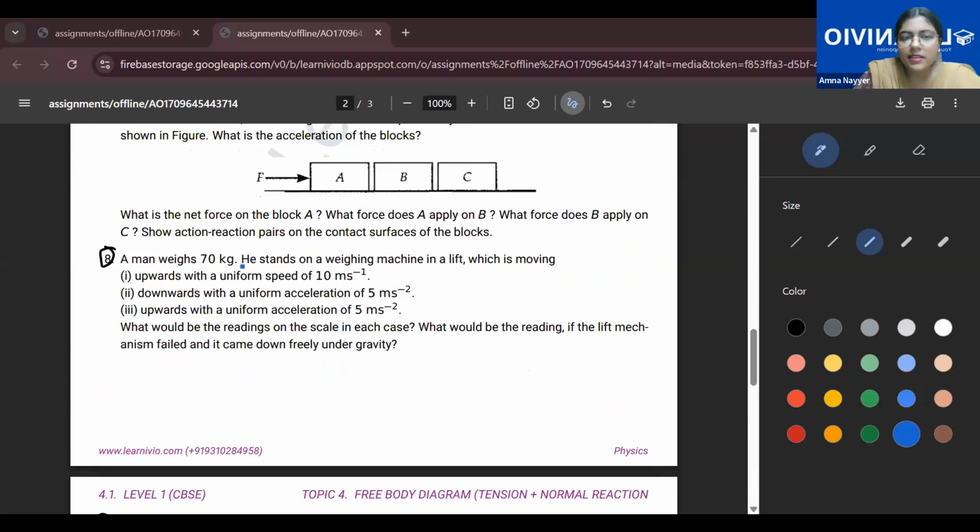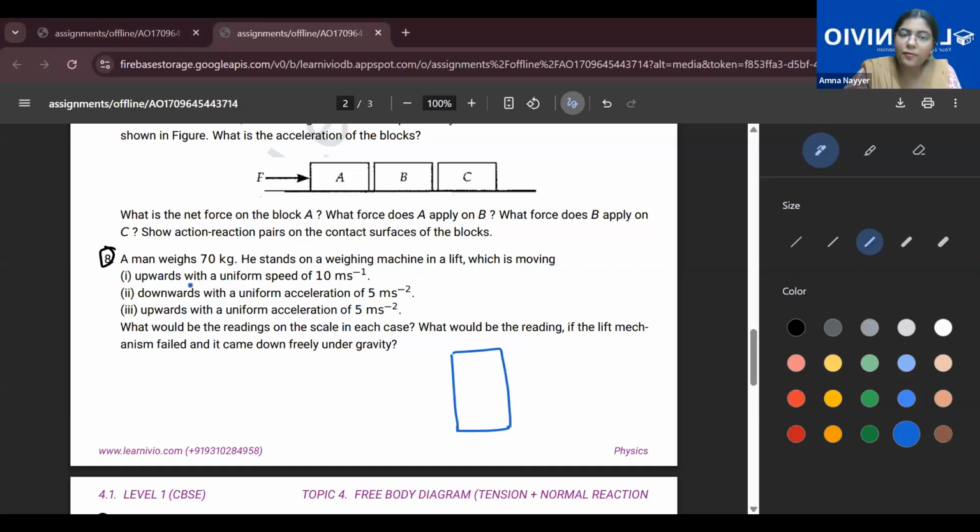See, this says a man weighs 70 kg, he stands on a weighing machine in a lift. Just keep your mind towards those four cases that we did. Remember, apparent weight, which we did. That only will be used. So same thing it is. A person is there in a lift with a mass of 70 kg. You don't have to care about the weighing machine. For you, 70 kg is the mass given.